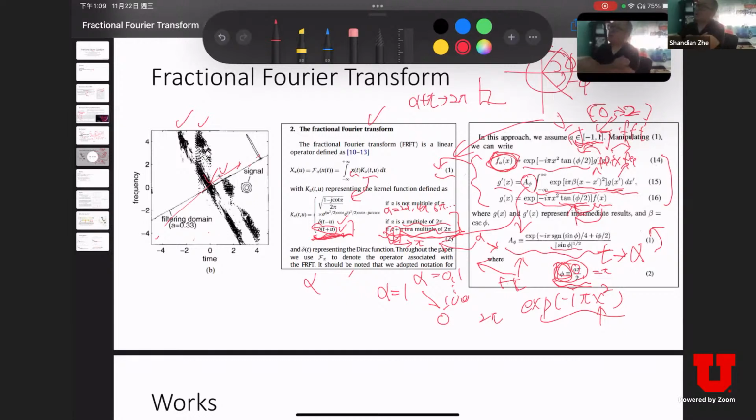Okay, yeah, I just want to find the correspondence between the way to compute the fractional Fourier transform as you talked about on the right and the definition. So they are exactly the same, right? Yeah, they are the same, but the definitions are probably a little bit different from each other. But yeah, they are the same. Okay.